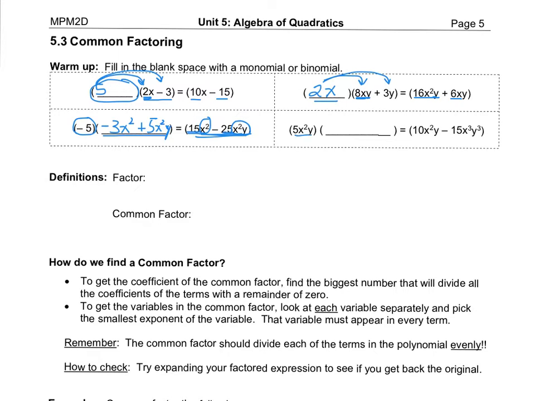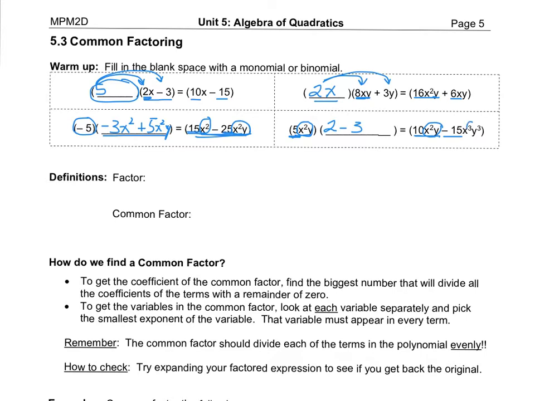Likewise, I've got a 5x squared y. I need to change it into a 10x squared y. Well, the variable part's exactly the same here and here. I'm only going to need a 2 to make that into the 10. And then we need a minus 15. So to multiply a 5 by a negative 3, we would get that minus 15.